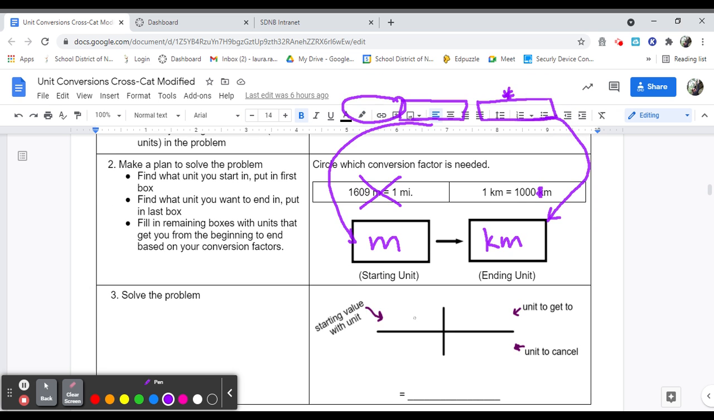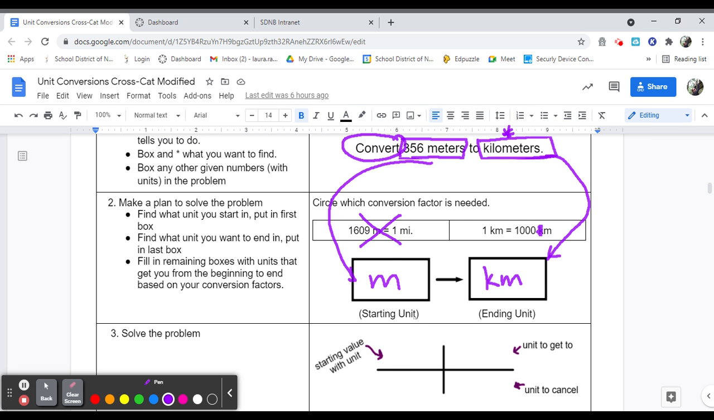So now I'm going to put my starting value, which was 356 meters, in the beginning. We always write that first. In this conversion factor, I want to cancel meters. I'm going to put the meters on the diagonal. The meters part is the 1,000. That leaves the 1 kilometer to go on top. When I set it up this way and I have meters on a diagonal with meters, they cancel out. So now we can solve our problem.